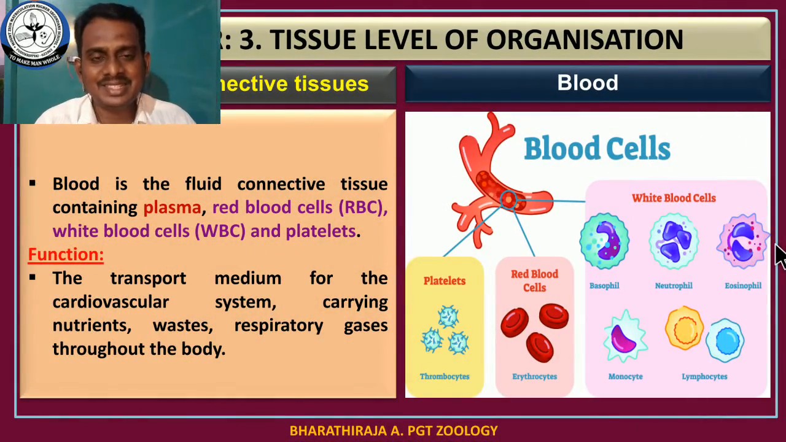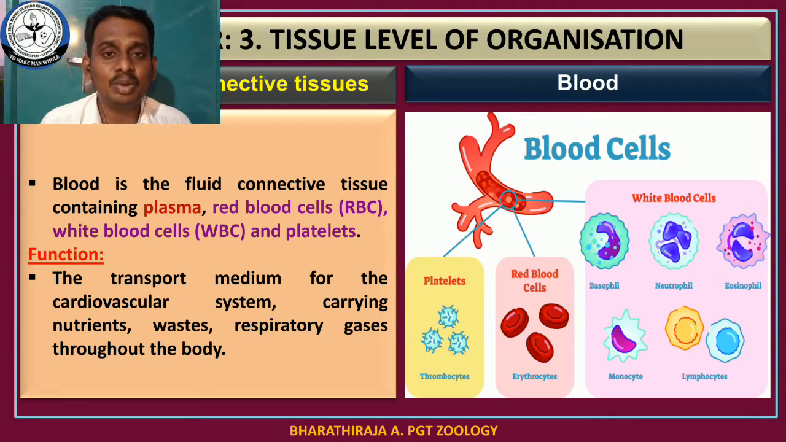In this class I am going to teach another important connective tissue, that is blood. Let's move on to the topic. Blood is also a type of connective tissue because it also contains fibers, matrix and cells. Due to the presence of these three components, blood is considered a connective tissue, because these are the three major structures common in connective tissue. First one is matrix, second is fibers, and third is cells.